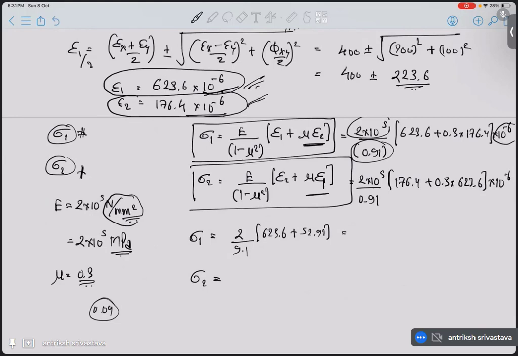This will give us, let me check, someone messaged. Okay, no, this is old message. So we have sigma 1 as 148.68 megapascal, and sigma 2 is, plus 0.3 into 623.6, 187.0, and sigma 2 we have as 79.88 megapascal. Okay, yeah. So I hope you are also getting the same. Can you guys tell me if you are getting the same or different?